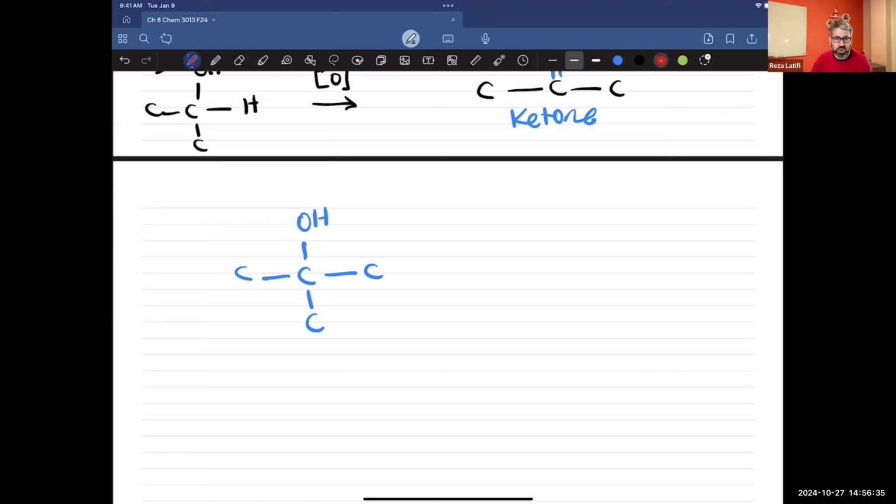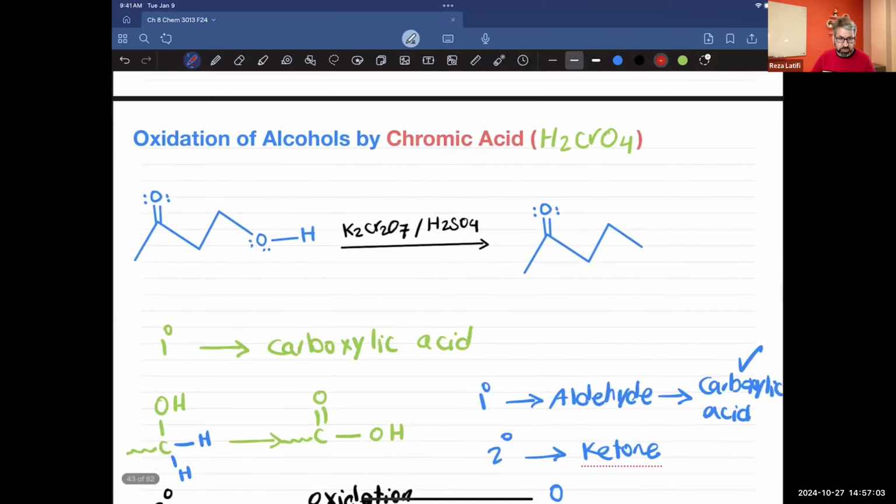So there is no alpha hydrogen, no hydrogen attached to the alpha carbon. Here, this carbon has no hydrogen, and because it has no hydrogen, it will not go through oxidation. This one will not happen. So from now, anytime you see a tertiary alcohol, it will not go through oxidation. It stays as it is.